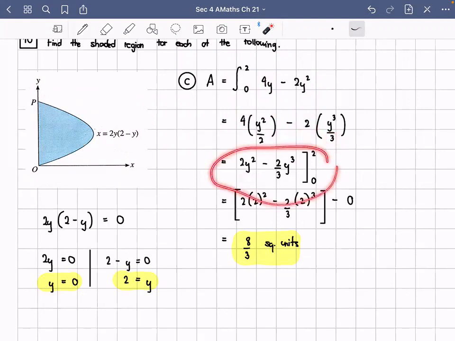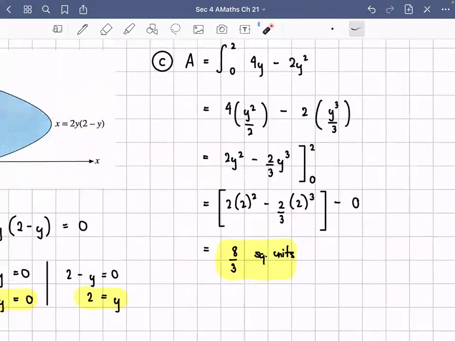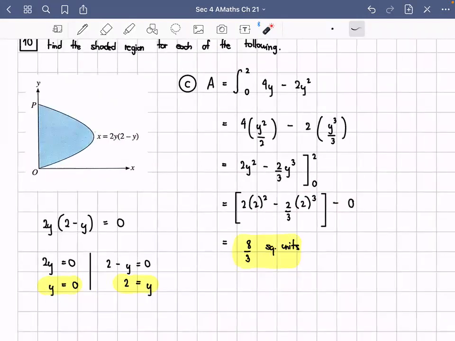Let's evaluate this. This is my upper limit, so times 2 times 2, and then minus 0. This one is basically 0 for the lower limit. So evaluating this, your answer should be 8/3 square units. So that's for letter C. Again, this is 2 and 0 because of this process here.